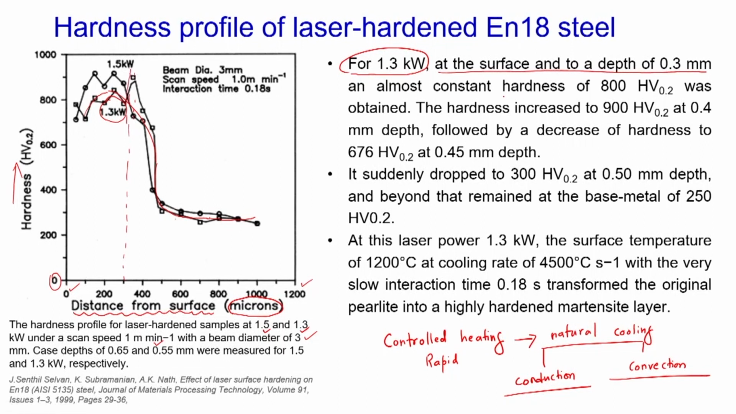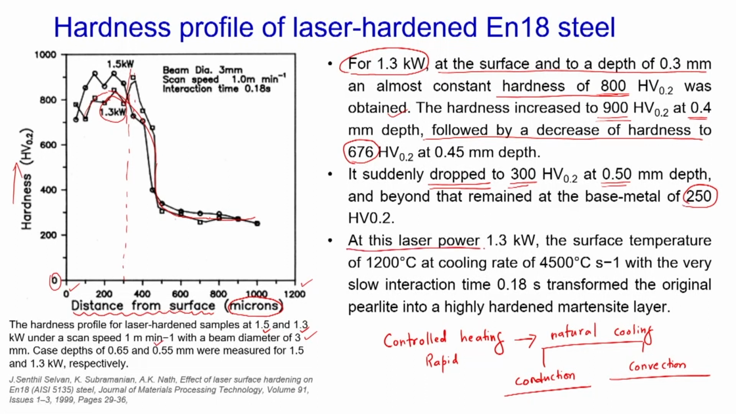An almost constant hardness of about 800 HV 0.2 was obtained. The hardness increased to 900 at 0.4 mm depth. So, it was noticed it increased for 0.4 up to 900, followed by a decrease in hardness to 676 at 0.45 mm depth, 450 micrometer depth, and there is a sudden drop to 300 at 0.5 mm of depth, and beyond that it has reduced to 250 HV value.